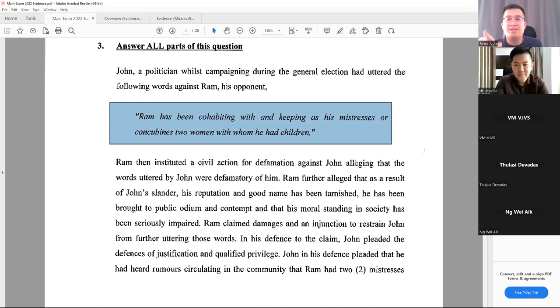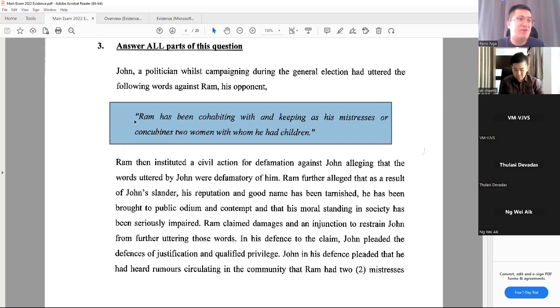Number two, the statement is made to the public, which means more than one person. I believe it is, because they said it in the campaign. And number three, the statement is directed at the person, which is Ram. So I believe all these requirements are satisfied. Therefore, prima facie, there is a defamation case for Ram against John. So what is the standard of proof? Balance of probability. So that finishes the 7.5 marks. Easy, right? I think this question must be done, burden of proof. Every year they will come out with one, and almost the same way they ask.